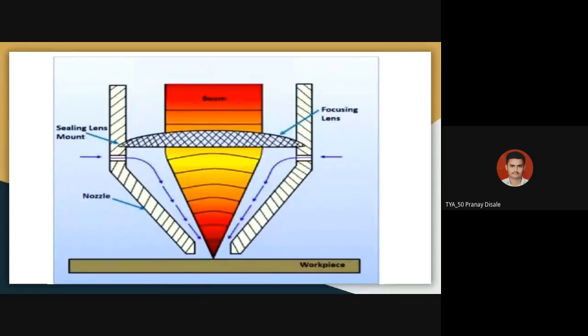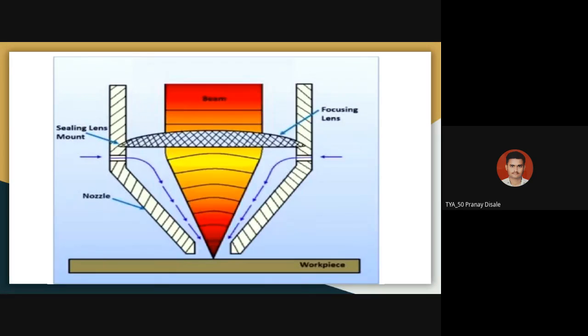So with the localized melting and vaporization of the workpiece material, your material removal will happen. And to eject, to take out that molten or vaporized material from the machined surface, we take the help of the assisting gas. Also, that assisting gas helps to avoid the molten material damaging the lens. So this is the basic principle.